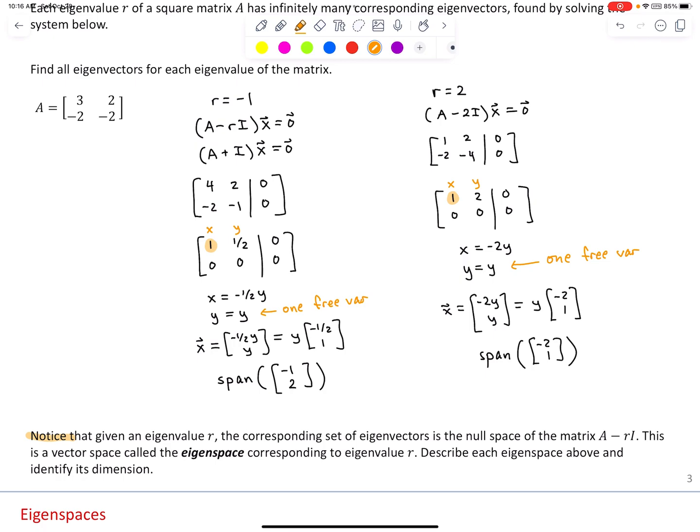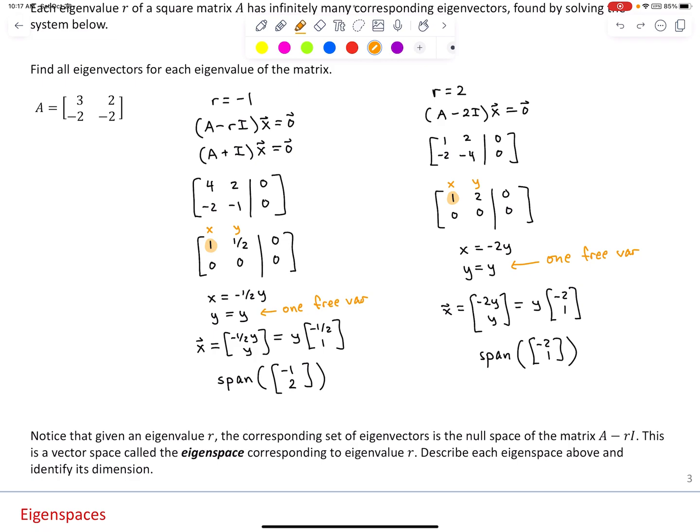Okay, now let's read down here. Notice that given an eigenvalue r, the corresponding set of eigenvectors is simply the null space of the matrix A minus rI. If you recall, the null space of a matrix is the set of all vectors such that when you multiply them by that matrix, you get the 0 vector back. So you could say it's the set of all preimages of the 0 vector. That is called the null space of the matrix A minus rI, or you can say the kernel of the transformation whose standard matrix is this matrix. Now, this is a vector space, and we call it an eigenspace, corresponding to the eigenvalue r.